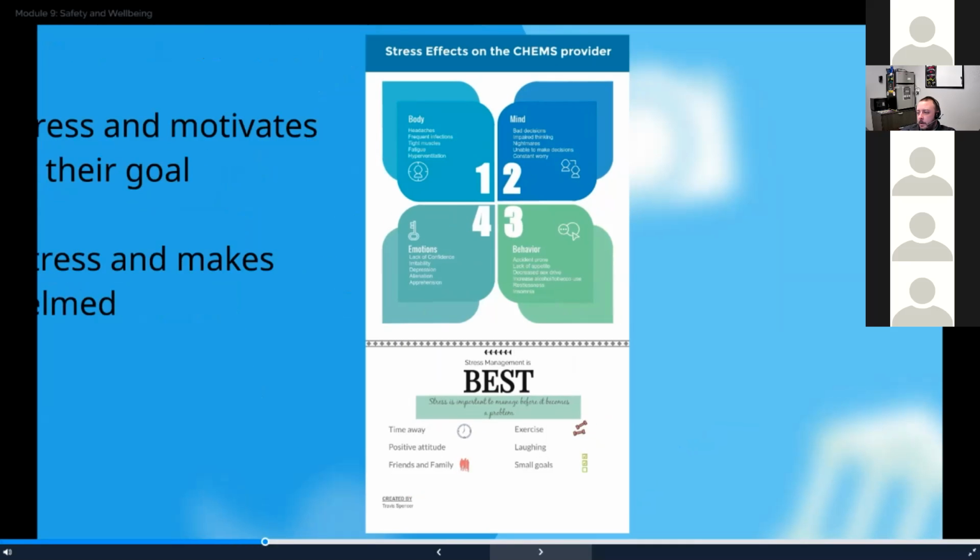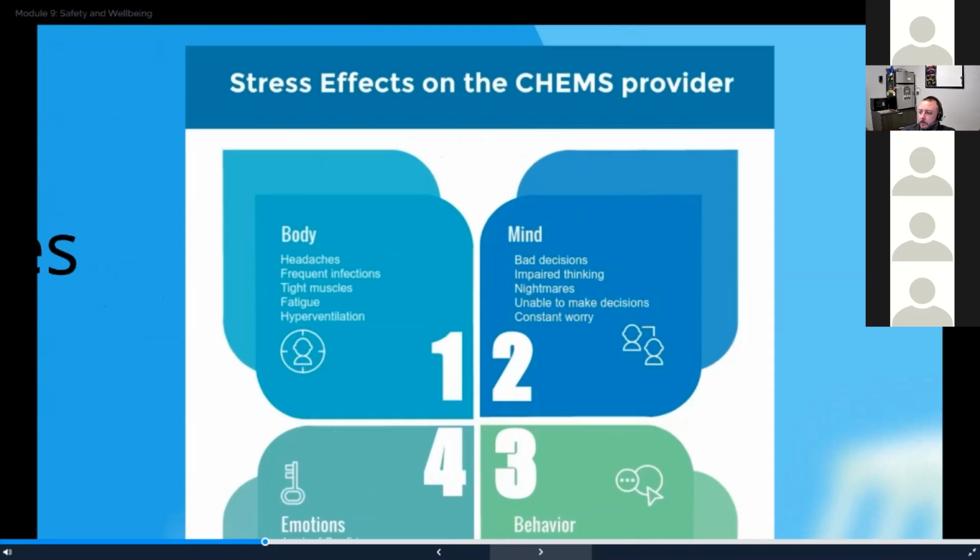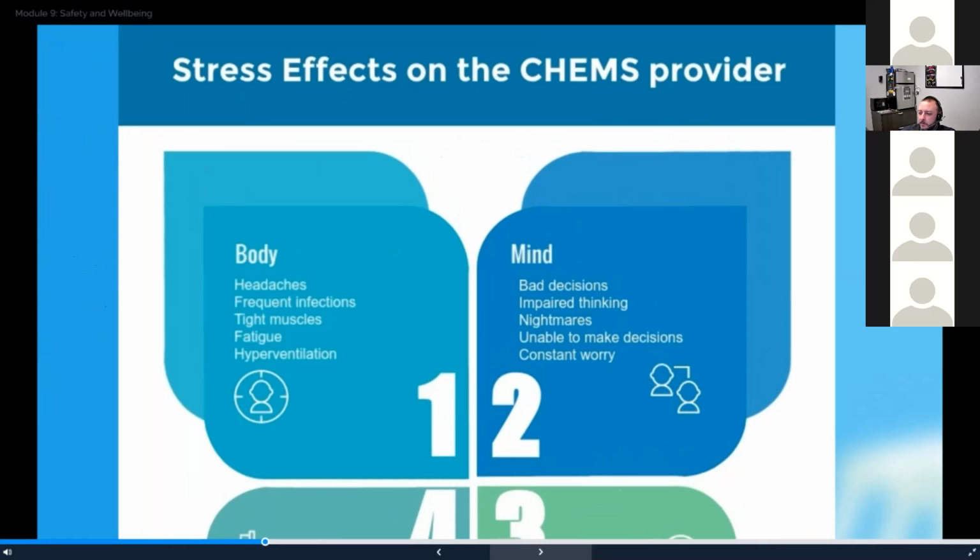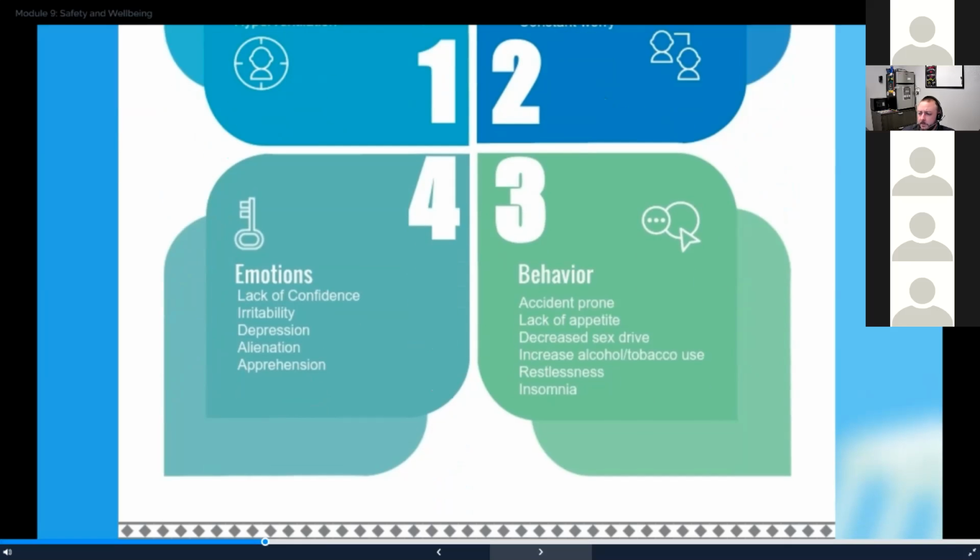And so with that, stress affects EMS providers in different ways, or anybody for that matter. It causes headaches. You can have an increase in infections, tight muscles, fatigue, hyperventilation. Sometimes we make bad decisions when we're stressed. We may actually have nightmares or be unable to make decisions due to the fact that we're so stressed. The other thing is your emotions. Some people can get really irritable when they're stressed. Some people get depressed. Some people become alienated.